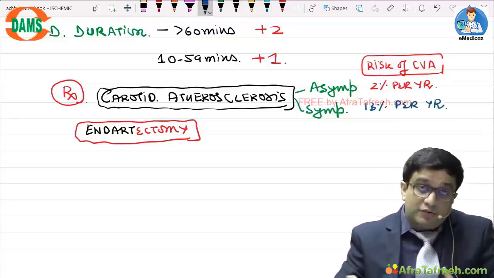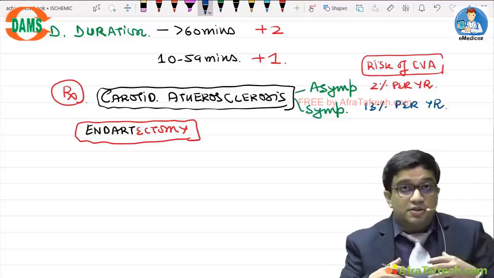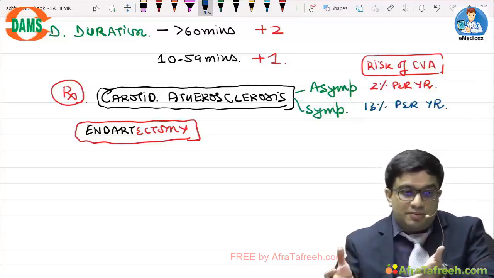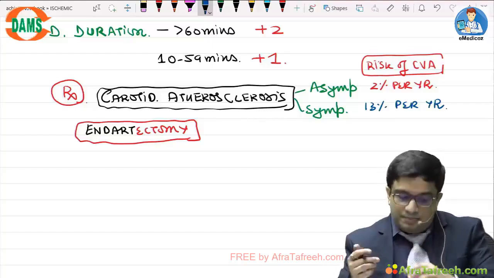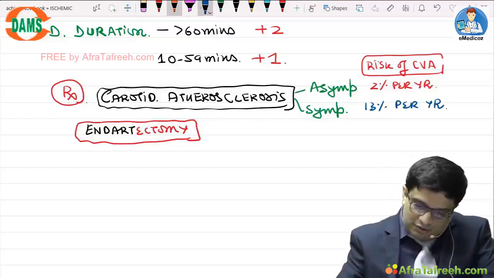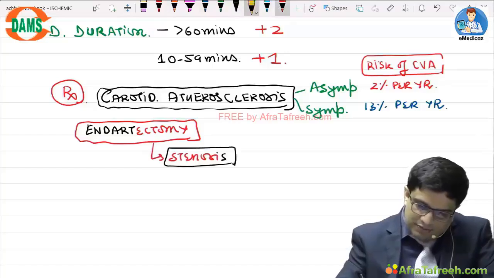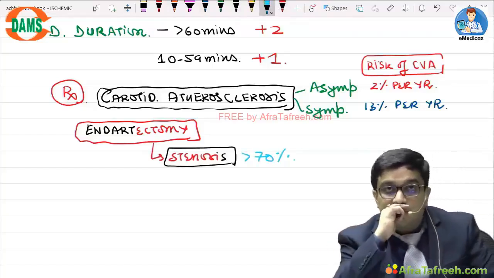Yes, so very commonly you find TIA patients with carotid atherosclerosis, that means they were symptomatic, and the chance of having a stroke is almost 13% per year. So endarterectomy has to be done for them. Yes, if there's an indication for endarterectomy again, if the stenosis in this carotid atherosclerosis is found to be more than 70%, then only we do it. So the cutoff we take is 70%.